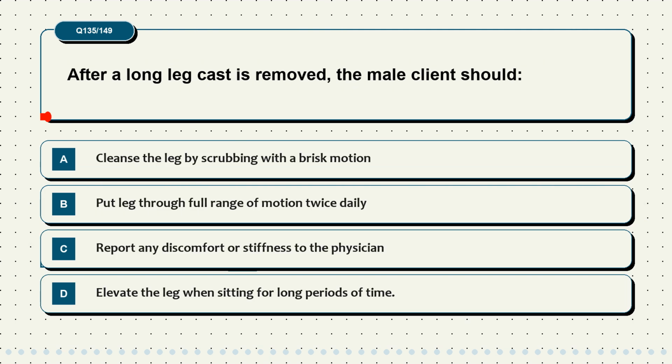Question 135. After a long leg cast is removed, the male client should. Here are the options. Option A. Cleanse the leg by scrubbing with a brisk motion. Option B. Put leg through full range of motion twice daily. Option C. Report any discomfort or stiffness to the physician. Option D. Elevate the leg when sitting for long periods of time.